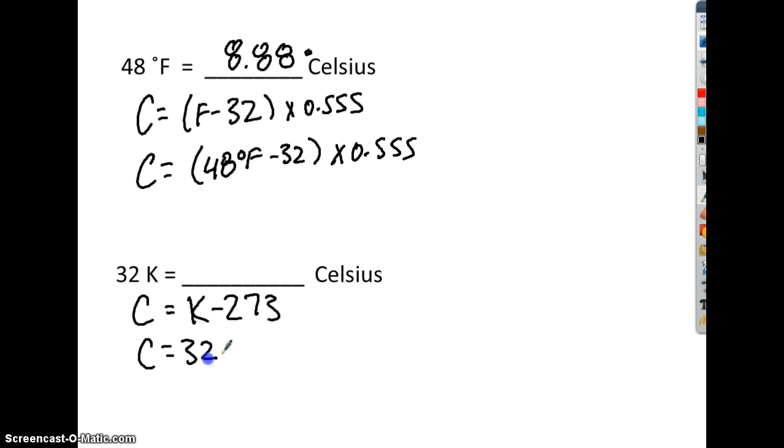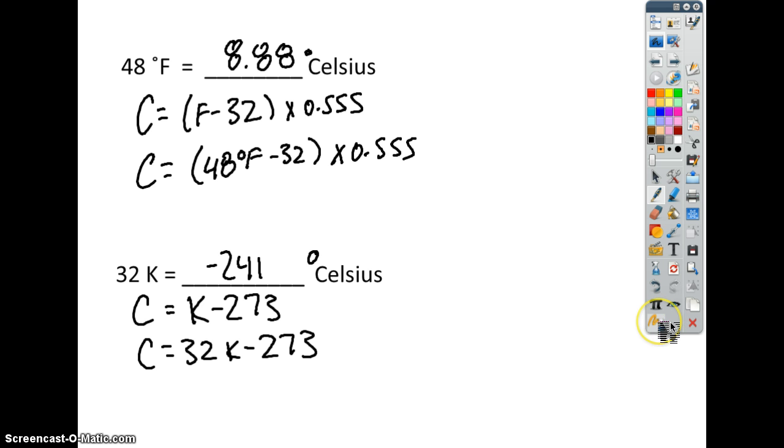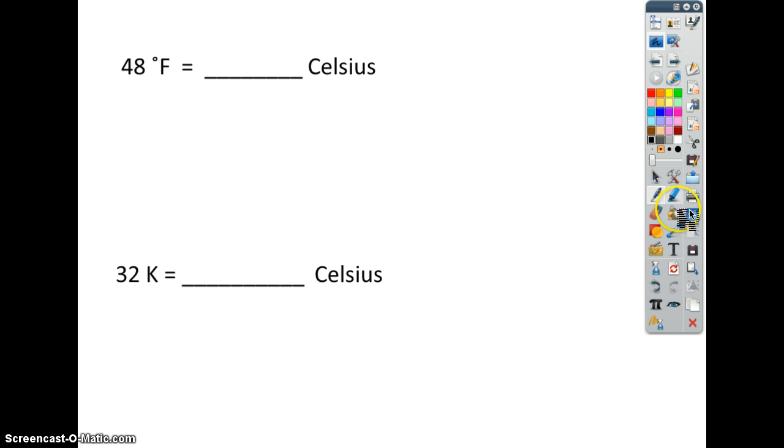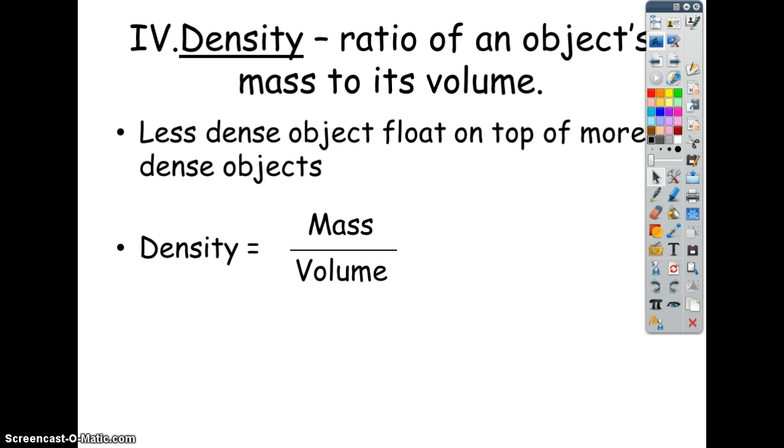So it would be 32 Kelvin minus 273. And 32 minus 273 would be negative 241, once again, degrees Celsius. There is a degree for Celsius and Fahrenheit, but Kelvin does not have a degree symbol. So that is it for temperature. Now we're going to move on to density.